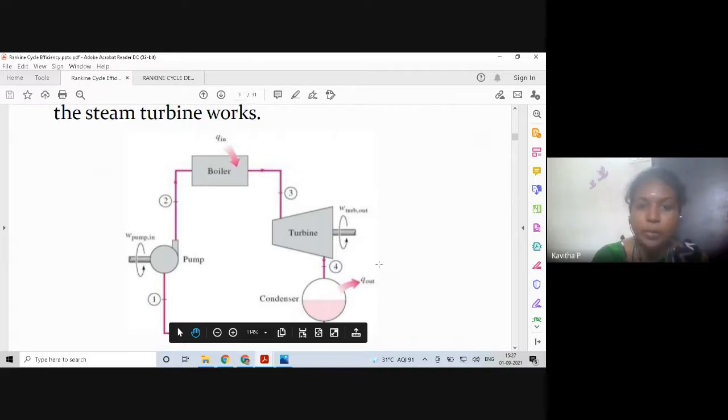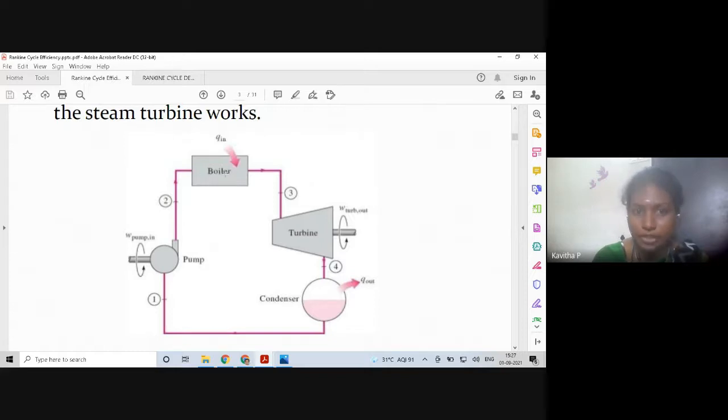This is the similar working principle which is taking place in the thermal power plant or in steam power plants. Is it clear? So in the first step, the water is sent through the pump. The main purpose of having a pump over here is to increase the pressure of the water, which will be equivalent to the boiler pressure.